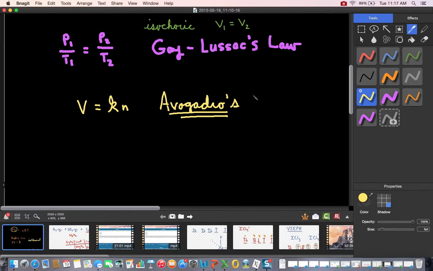So Avogadro's law shows us that volume is directly proportional to the number of moles. In fact, at STP, we know that 1 mole is equal to 22.413 liters of substance. Of course, if it's not at STP, we just use the ideal gas law to determine the molar volume of a substance. This is for ideal gases. Remember, ideal gases are not real gases.